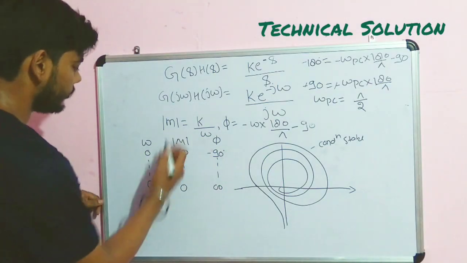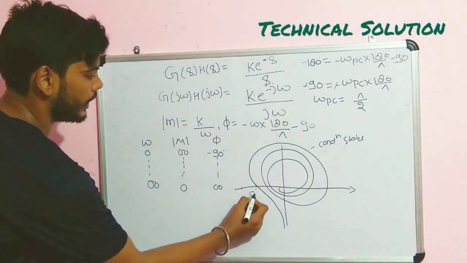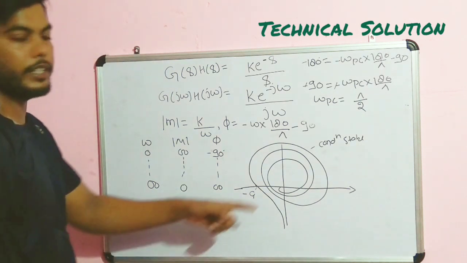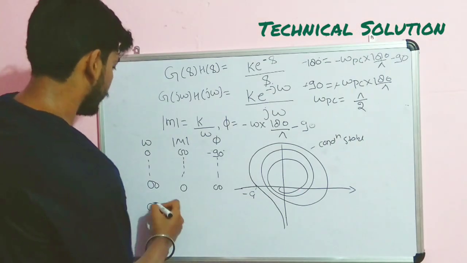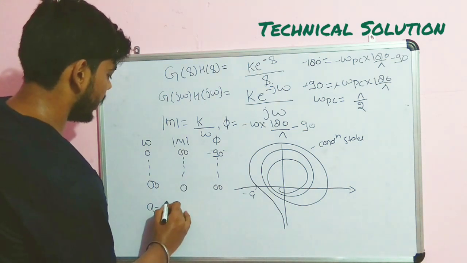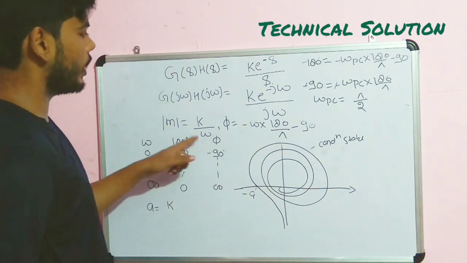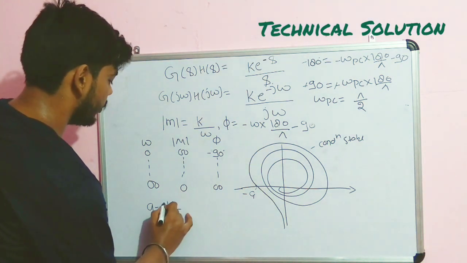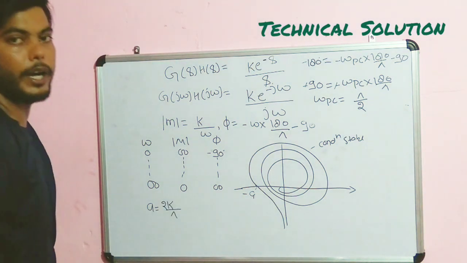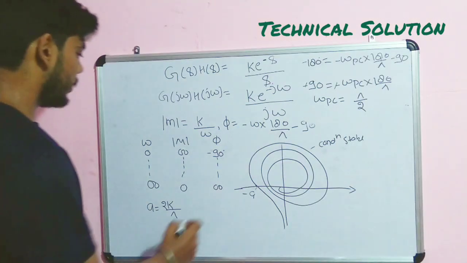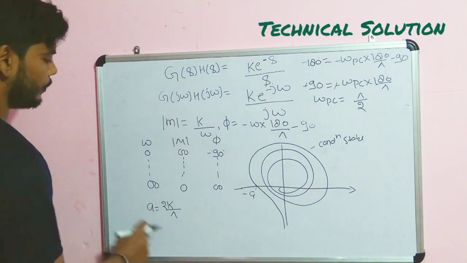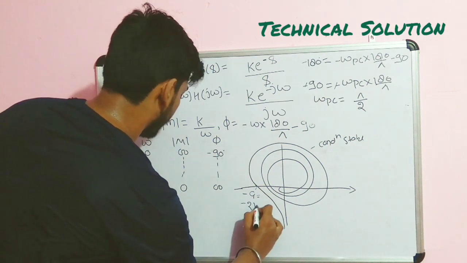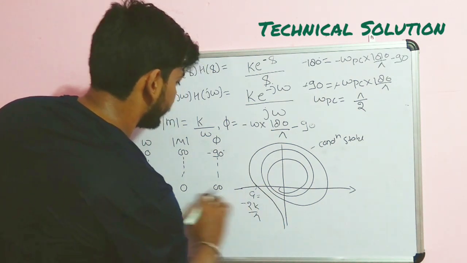When we put omega PC in the magnitude, we get the magnitude at the intersection. Suppose here the value is A. The value of A is minus A because it is on the negative real axis. The value of A is K upon omega PC, which is pi by 2, so it is twice K upon pi. So the value of A is minus twice K upon pi.